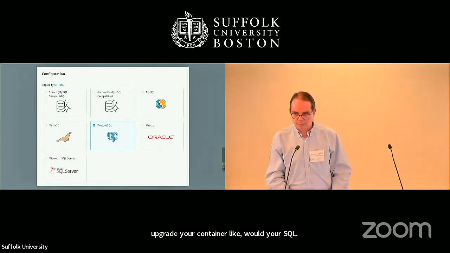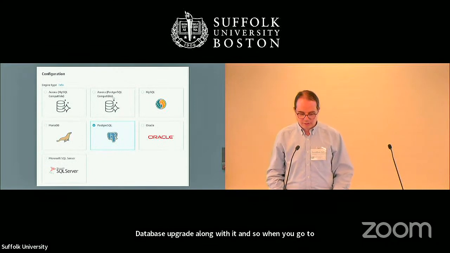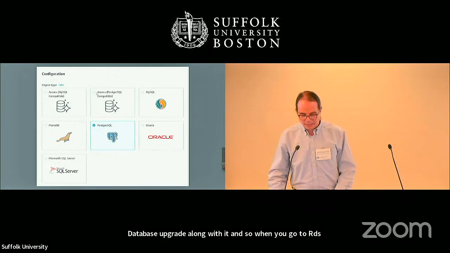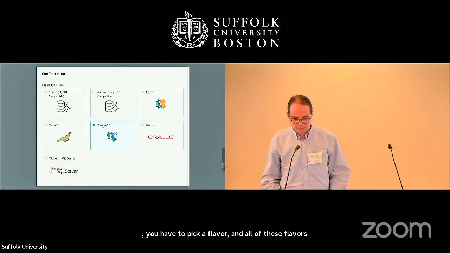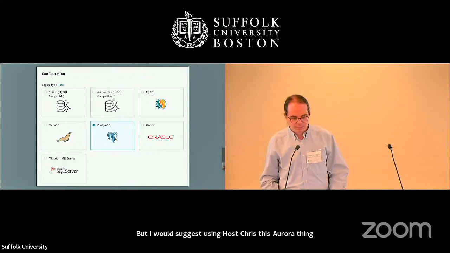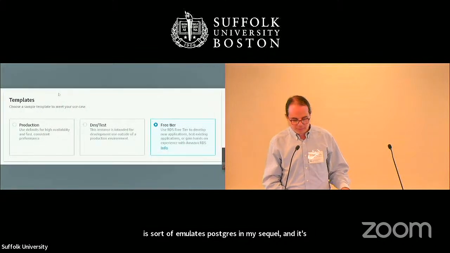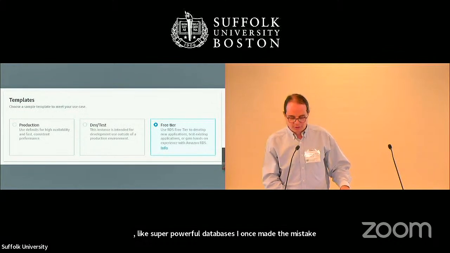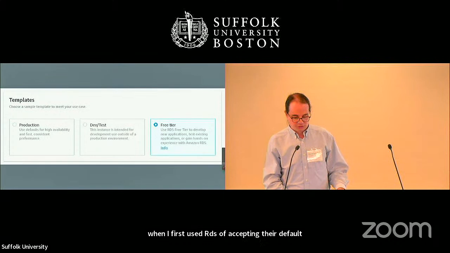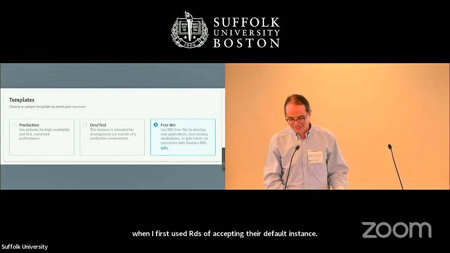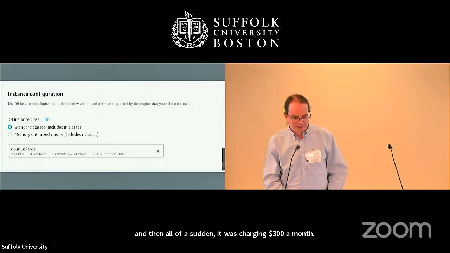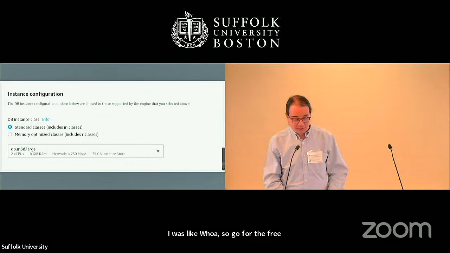And so when you go to RDS, you have to pick a flavor. And all of these flavors are compatible with Docassemble, but I would suggest using Postgres. This Aurora thing sort of emulates Postgres and MySQL, and it's for like super powerful databases. I once made the mistake when I first used RDS of accepting their default instance type, and then all of a sudden it was charging $300 a month. I was like, whoa. So go for the free tier level stuff and get something moderately sized, or else you're going to pay lots of money.